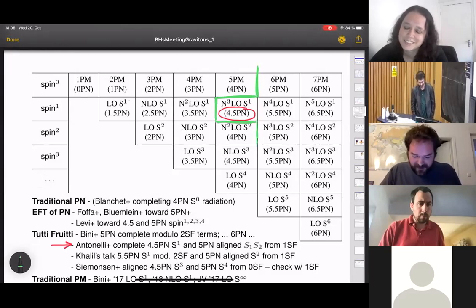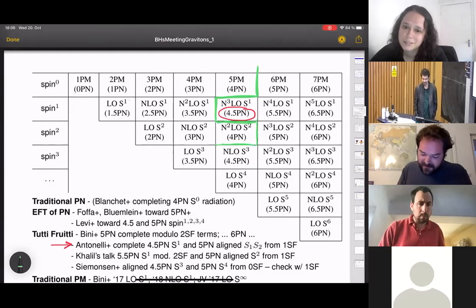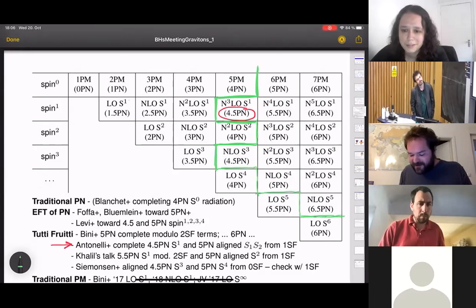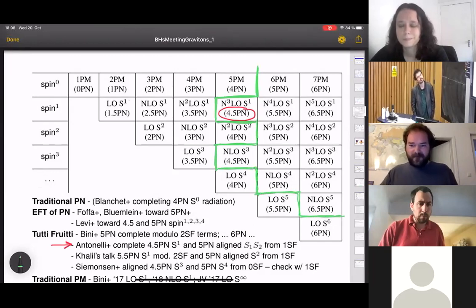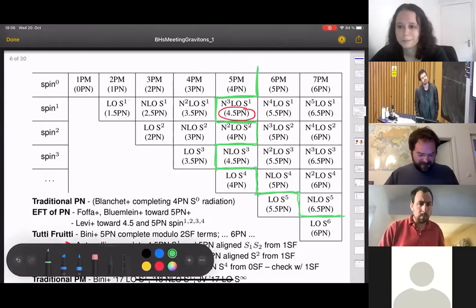So the line between unknown and known for post-Newtonian is something like this, if you believe that we can do all orders in spin at the leading post-Newtonian level, which lots of people agree that we can. So that's the post-Newtonian knowledge line for conservative dynamics.